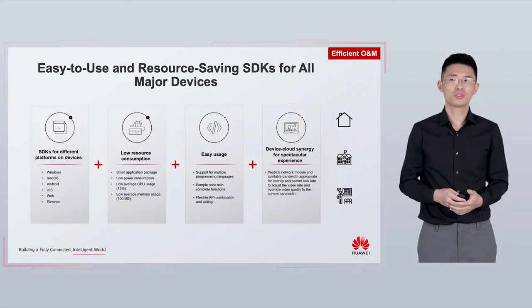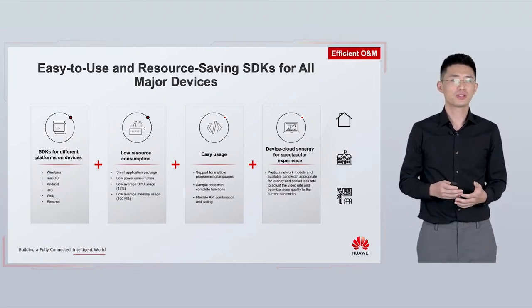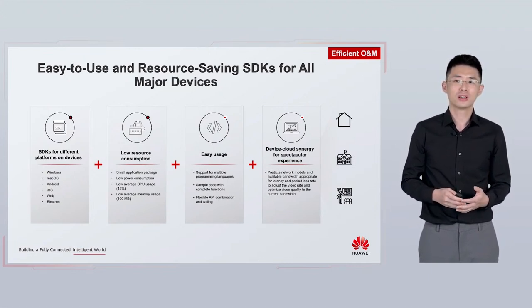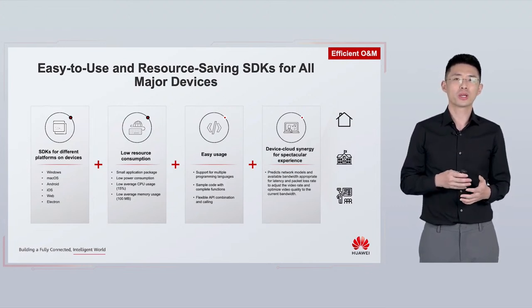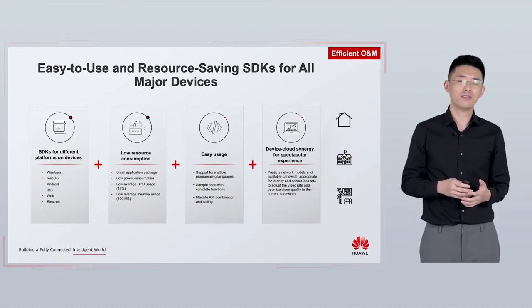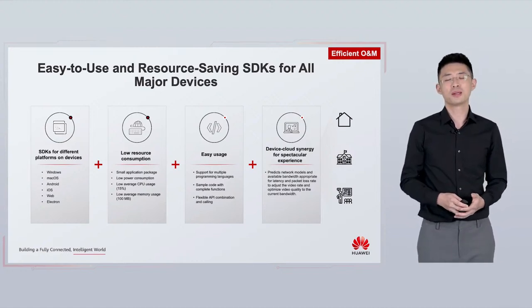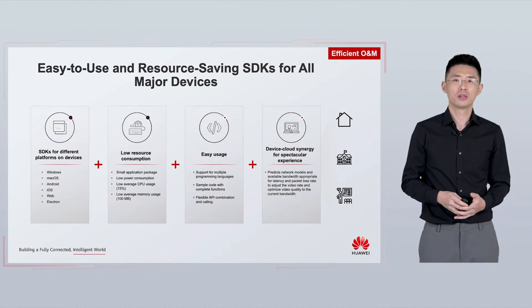Here shows how we do the efficient operation and maintenance. We provide easy-to-use and resource-saving SDKs for all major devices, such as Windows, Mac OS, Android, iOS, or website. It just needs a very small package. The SDK is 5 MB or lower than 5 MB. And it is easy to do the implementation. We provide the API document, and it can be easily implemented into your systems or apps.